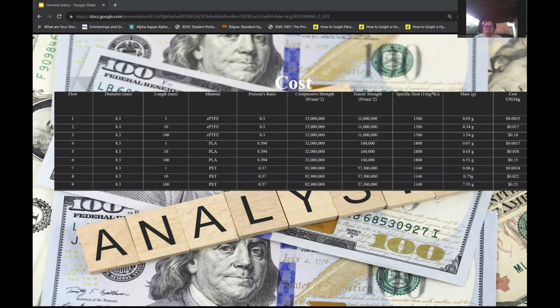Now, when it comes to cost, like I mentioned, PLA is the one that is the least expensive, which is ideal. My way of seeing this is that although EPTFE and PET are common ones because they do not degrade over time, I still see the possibility of it shrinking, which is not ideal because we're still facing the same issues when it comes to a lack of flow. So it wouldn't be a good idea.